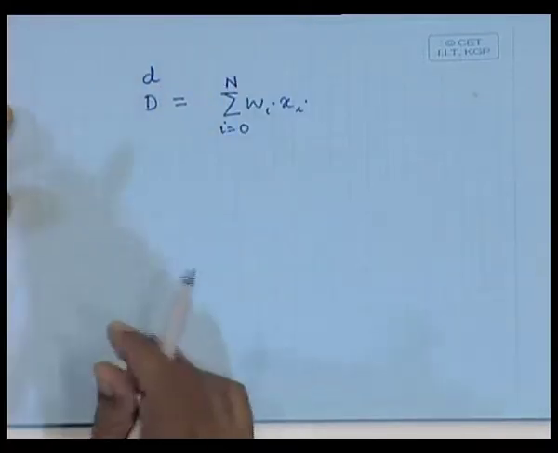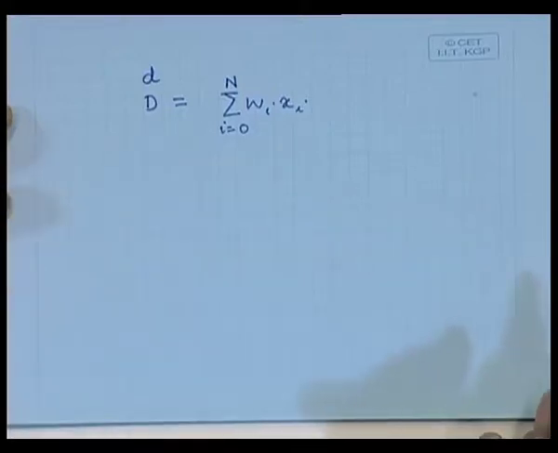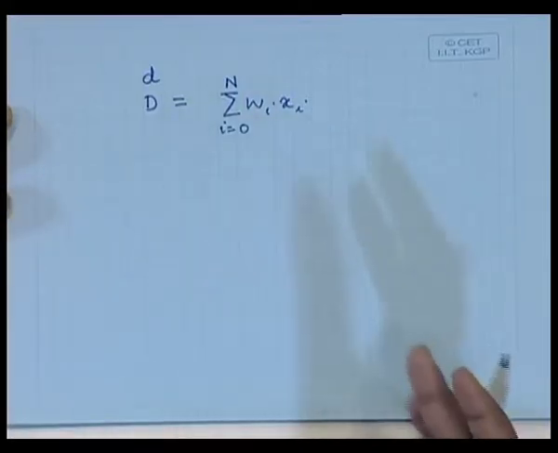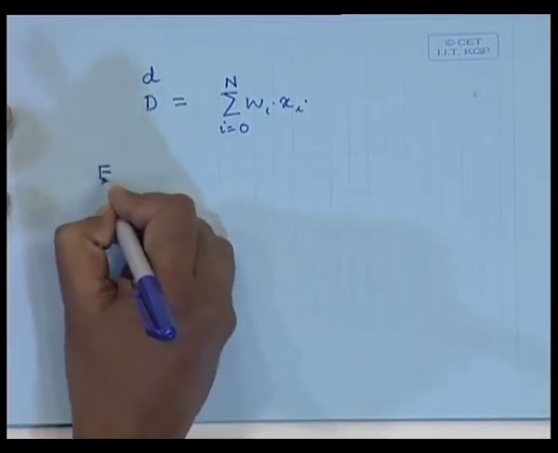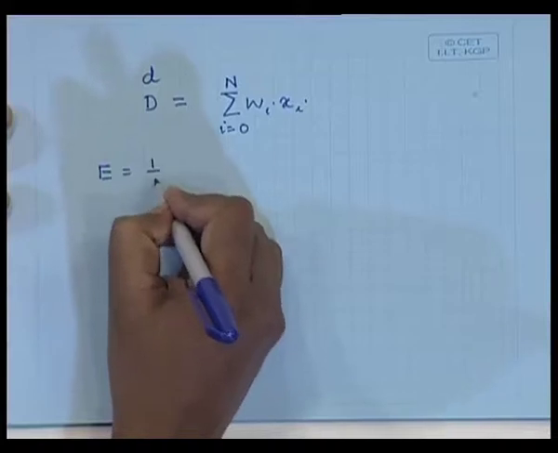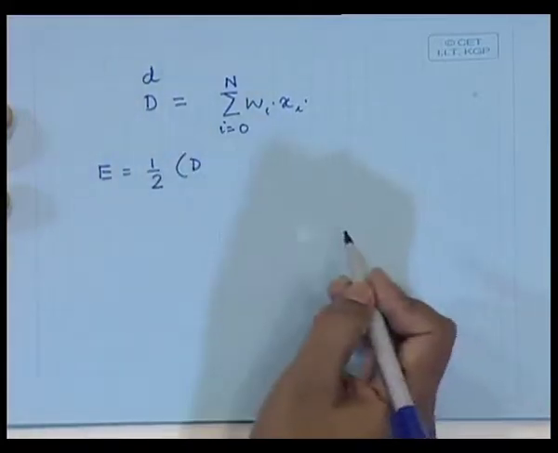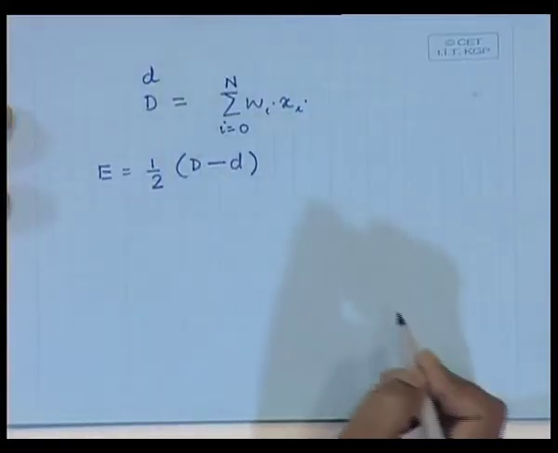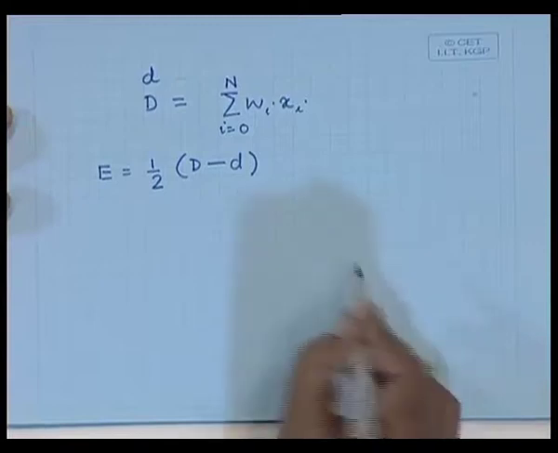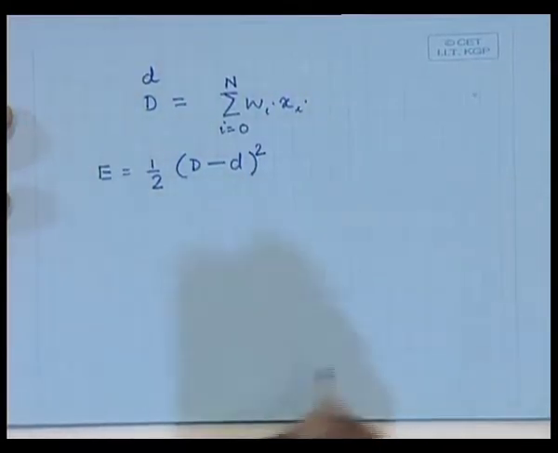Then, using the difference between these two, I can define what the error is. If I define the squared error, it is given by E equals half of (D minus d) whole squared, where capital D is the actual output and lowercase d is the expected output, also called the target output. So capital D minus d whole square is my squared error.